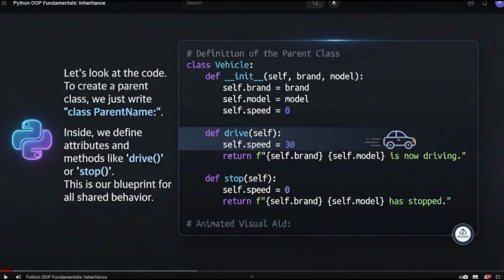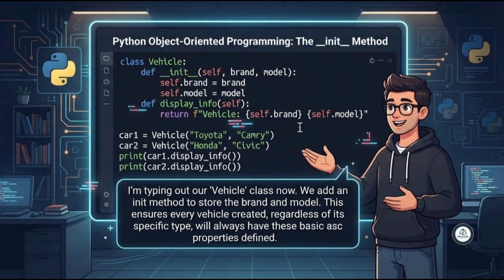To create a parent class, we just write class, then the parent name. Inside, we define attributes and methods like drive or stop. This is our blueprint for all shared behavior. I'm typing out our Vehicle class now. We add an init method to store the brand and model. This ensures every vehicle created, regardless of its specific type, will always have these basic properties defined.